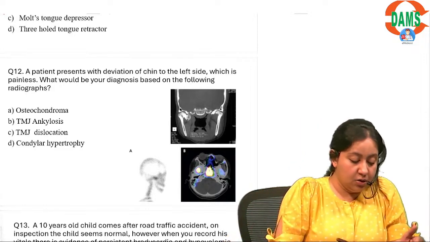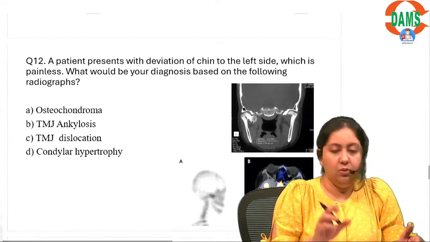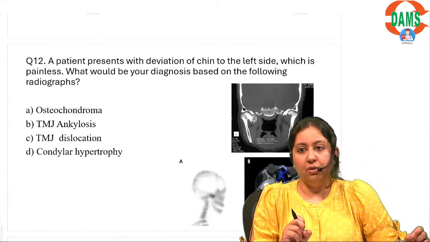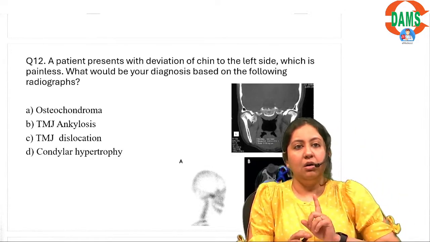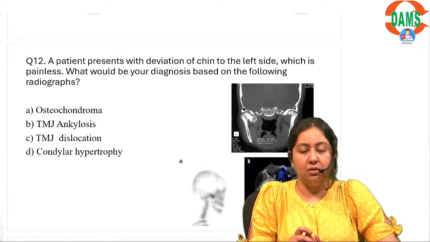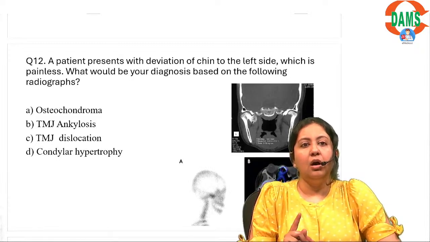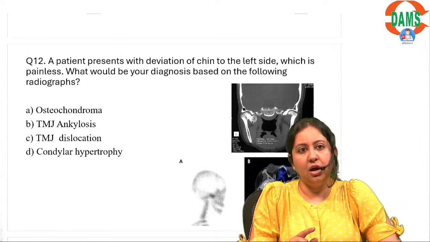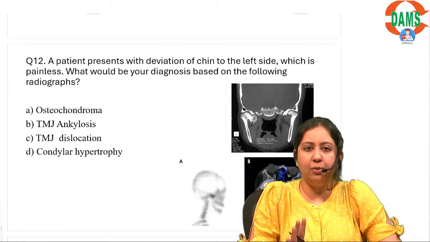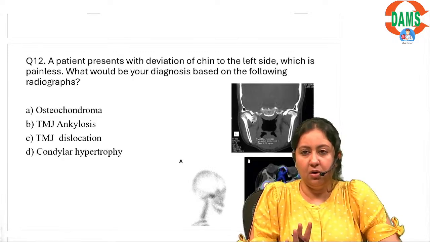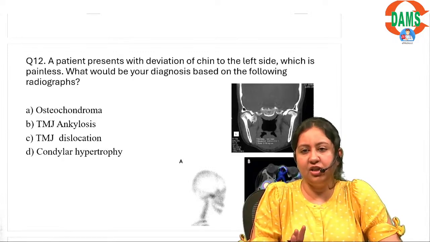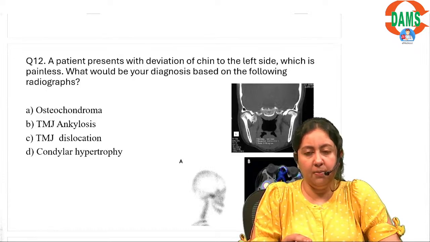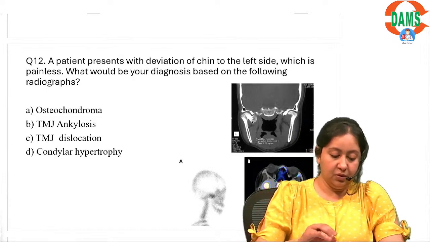Fine. So now this question over here. Alright, there are two things. Option A, osteochondroma, can also be the answer, and option D, condylar hypertrophy, can also be the answer. Alright, this confusion is very genuine. I'm not denying that.